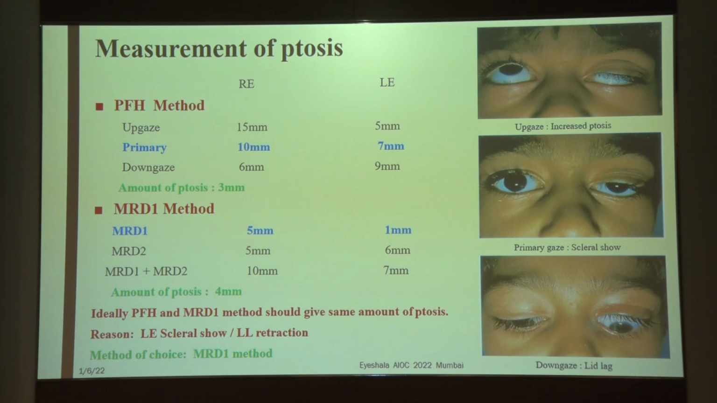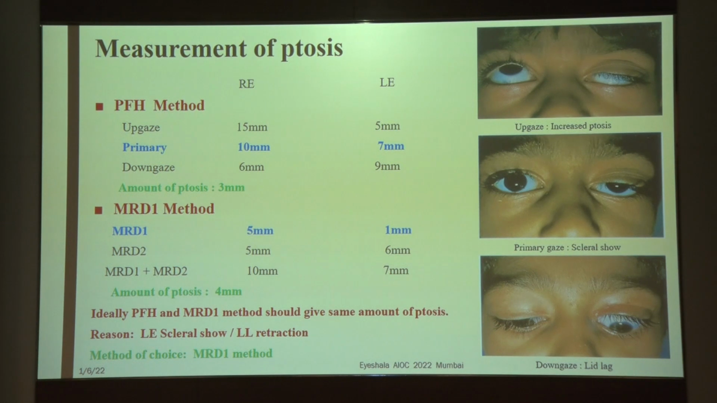Now coming to the measurement of ptosis, as I told you, there are two methods, the PFH or palpebral fissure height and the MRD1. See, in this example, suppose we take the primary gaze, the right eye has a 10 mm palpebral fissure height, and the left eye has 7. So the amount of ptosis comes to 3 mm. When I do the MRD1 test, the right eye has a value of 5 and the left eye has 1. Now when I see the difference of the two, it comes to 4 mm ptosis.